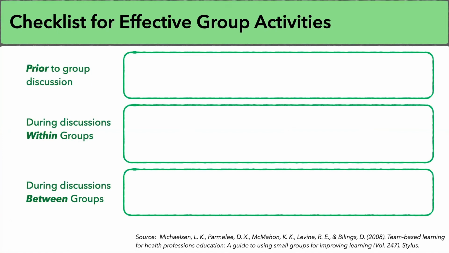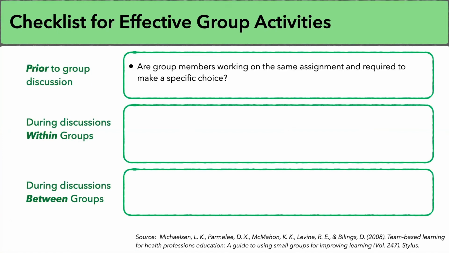But really, if you're making your own activities, the checklist for the group activity, to judge whether it's a good activity, comes in prior to the group discussion, right? When they're working on these individual things, which are really 20 to 25 minutes of group time during the module, are they working on the same assignment? Are they going to be required to really make a specific choice? Not every component of my questions is about making a specific choice, but at the end, the thing that they have to commit to is a specific treatment decision.